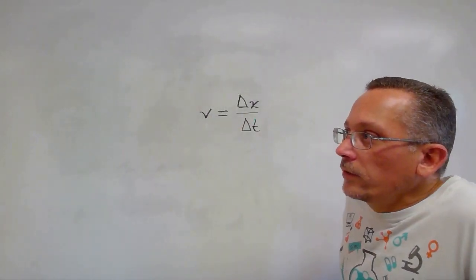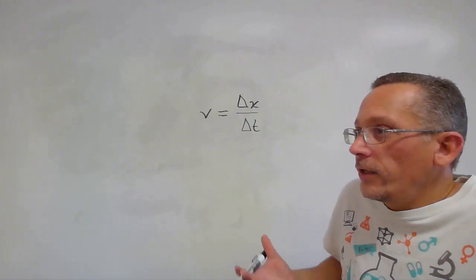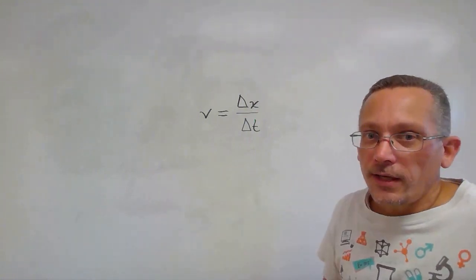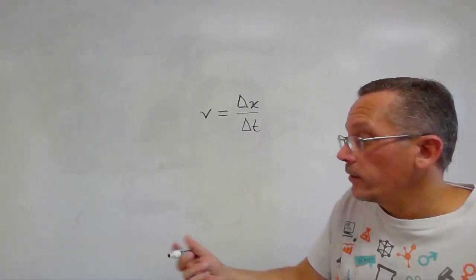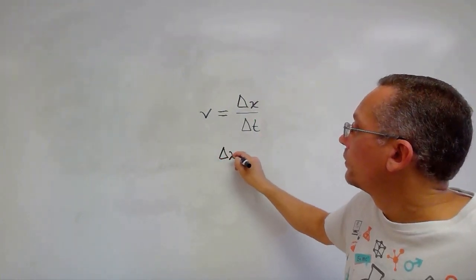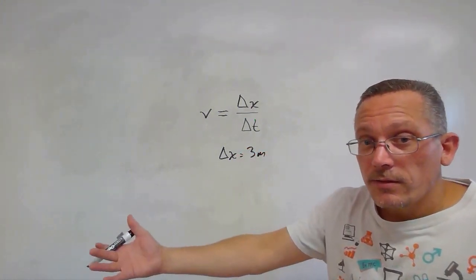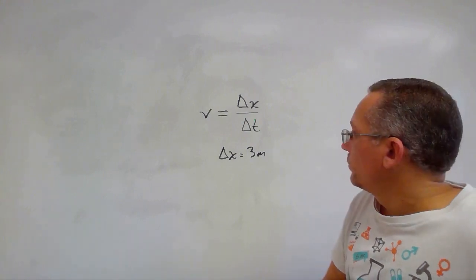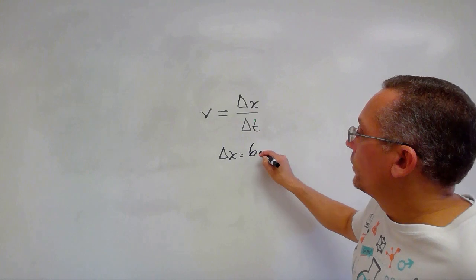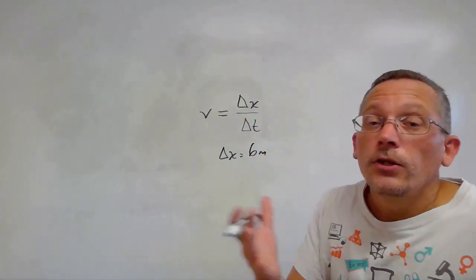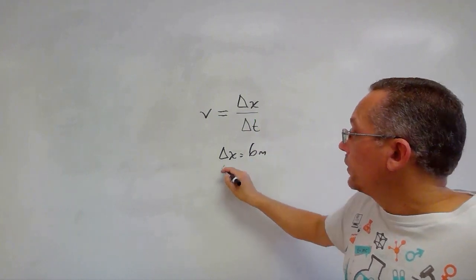So what if my ball traveled 6 meters in 3 seconds? That's all I know. It traveled 6 meters in 3 seconds. Okay. Well, I know delta x. It told me it traveled 6 meters. Delta x is 6 meters. I know how much time has passed. The amount of time that passed was 3 seconds, we said, right? So I know the change in time, delta t.